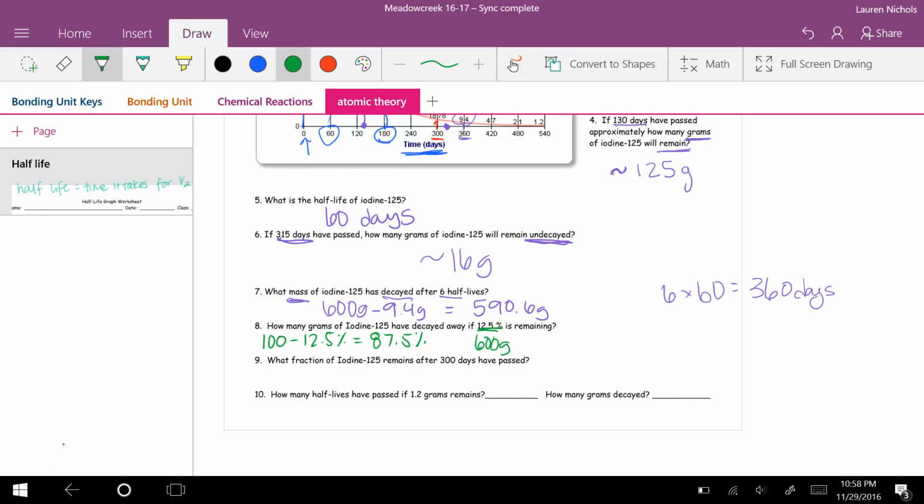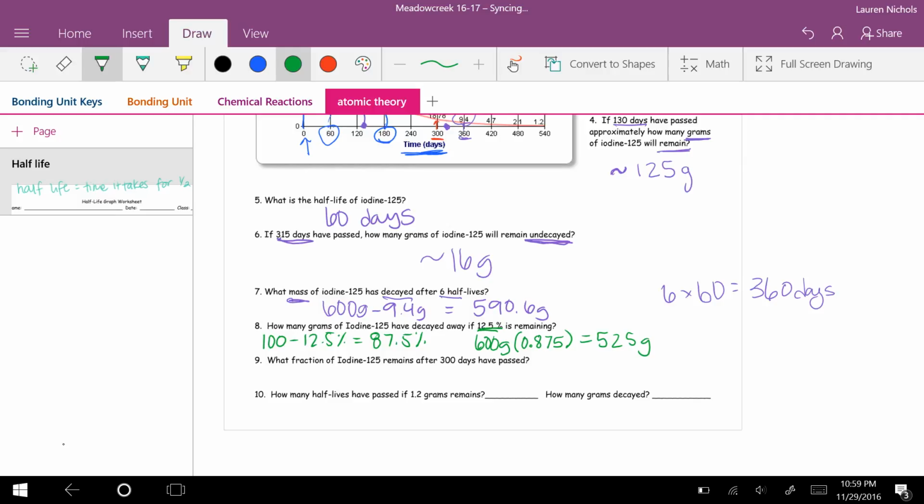And we do that by multiplying 600 grams times 87.5%, which when you take it out of a percent would be 0.875. We multiply that number in order to get our final answer. So 600 times 0.875 will give us 525 grams have decayed. All right, so we did that by figuring out what percentage has already decayed and then multiplying that by our original quantity of iodine.